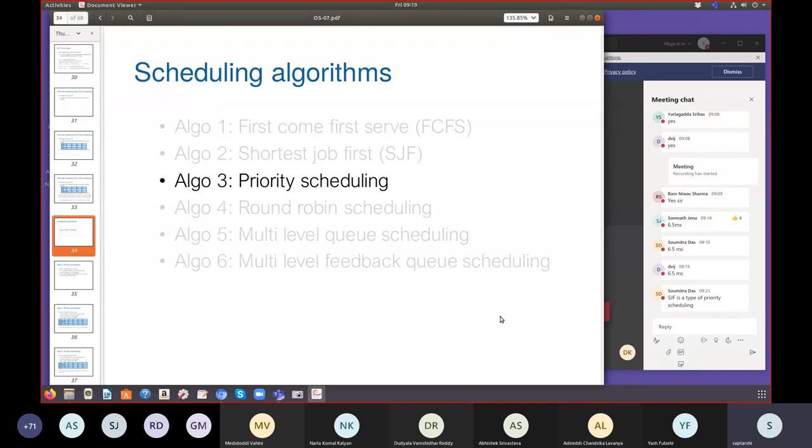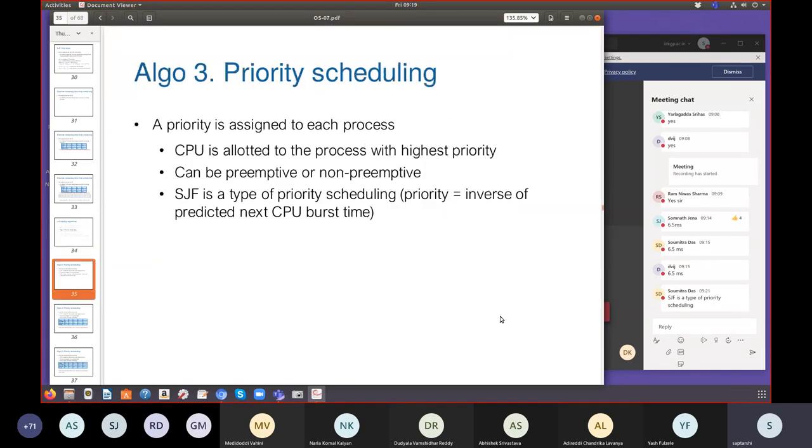However, it should not be completely new. So let's see. In priority scheduling, a priority is assigned to each process and the CPU is allotted to that process which has the highest priority. This also can be preemptive or non-preemptive. And as we discussed, SJF is a special type of priority scheduling where priority is the inverse of the predicted next CPU burst time.